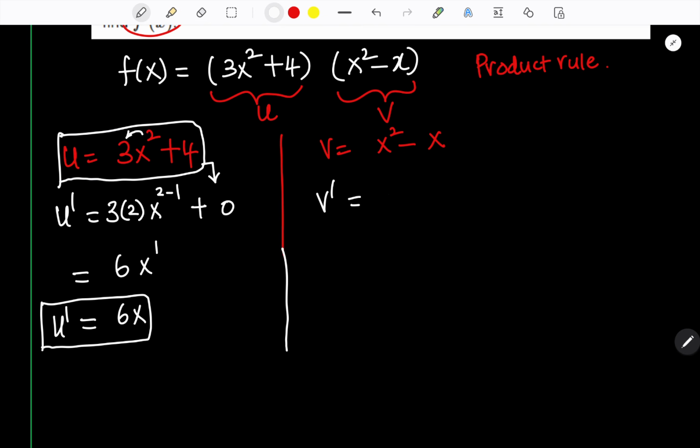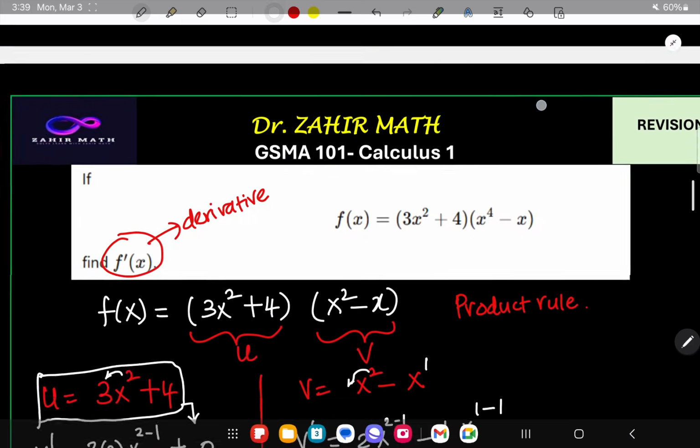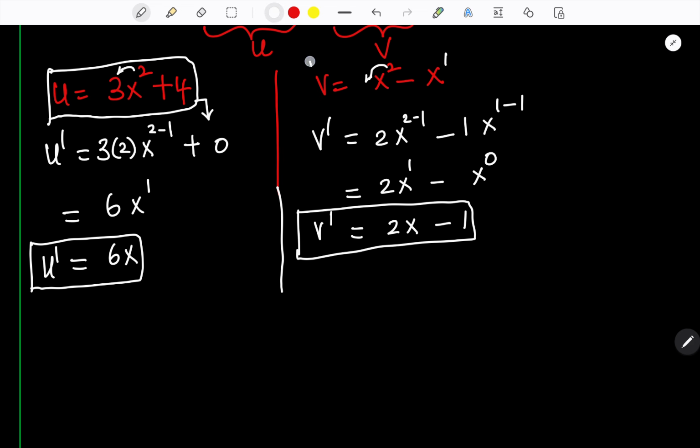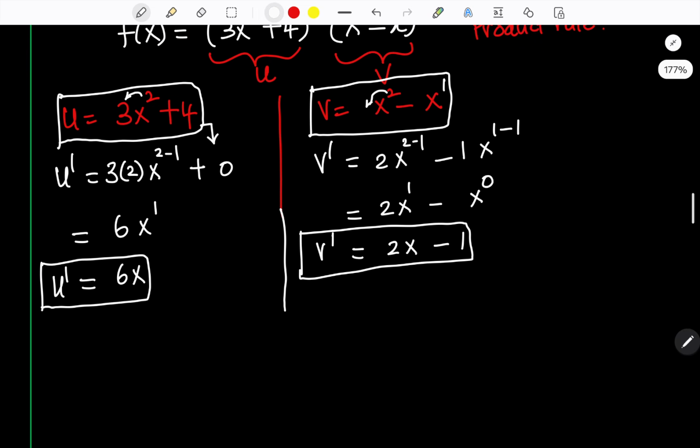Let's go for v dash. 2 comes here, 2x power 2 minus 1. 1 is here, 1 comes here, x power 1 minus 1. So this equals 2x minus x to the power of 0, which is 2x minus 1. So this is your v dash or v prime. This is your u, this is your v, this is your u dash, and this is your v dash. What is your rule? u v dash plus v u dash.